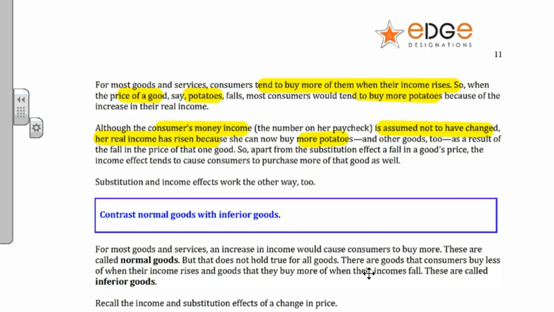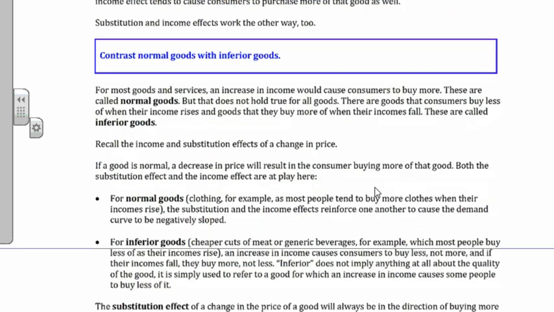We can see the interaction then between substitution and income effects. Let's talk about normal goods and inferior goods. We have spoken about this a little bit already. If a good is a normal good, a decrease in its price, it's normal, that's what you like, it's what you normally buy. Now you lower those prices, we're going to buy a little bit more of them. Let's talk about normal goods, for example clothing. As people earn a bit more, they may tend to buy more clothing. The substitution and income effects reinforce one another, and cause our demand curve to be negatively sloped.